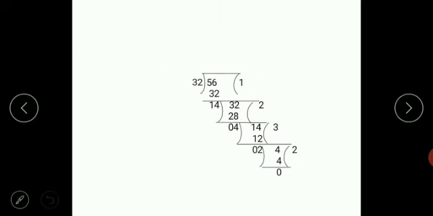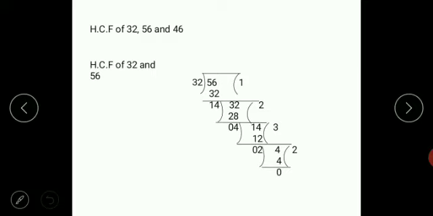Now we understood the division method for two numbers. If they have given 2 numbers, how to find out HCF, you understood. Now if they have given more than 2 numbers, then how to find out the HCF? In this, first we have to find out HCF of any 2 numbers. Now we have to find out HCF of 3 numbers, that is 32, 56 and 46. First we have to find out HCF of any 2 numbers.